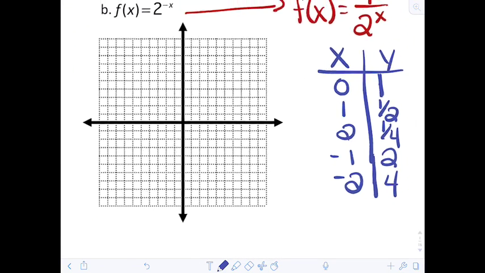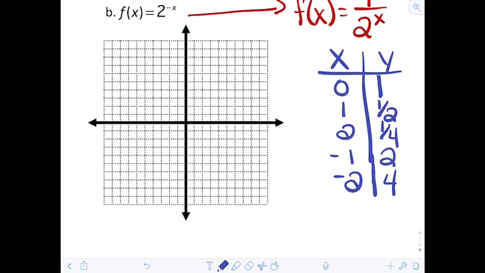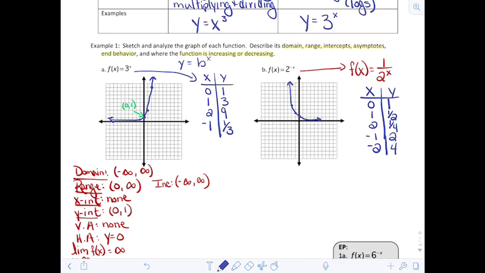Okay, so let's graph these now. I have 0, 1, 1, 1/2. I have 2, 1/4, even smaller, negative 1, 2, and negative 2, 4. So as you can see from this, we have exponential decay. So as we look at these again, remember this is growth, and this represents decay.